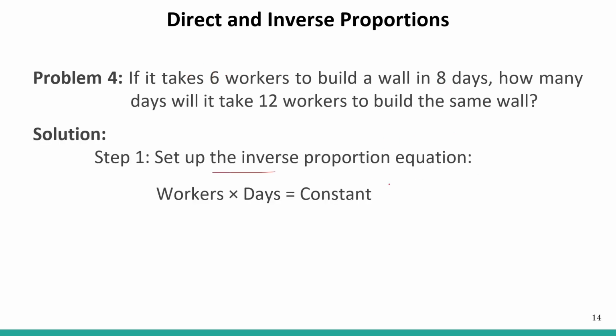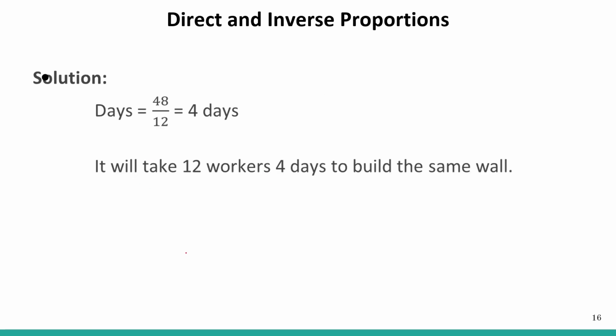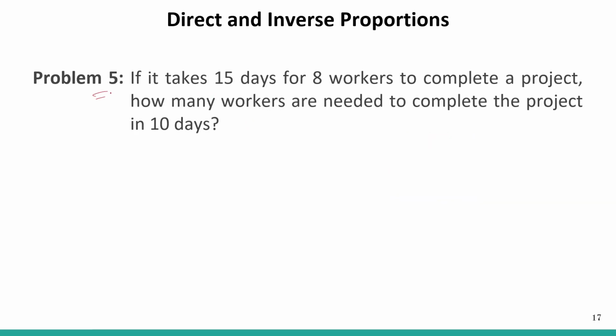So setting up the inverse proportion equation, worker into day is equal to constant. So use the information from the first scenario to get the constant. So 6 into 8 is equal to 48. So use the constant to find the number of days with the new workers. That is 12 into days equals 48. So 48 by 12 is equal to 4 days. So it will take 12 workers 4 days to build the same wall. So let's see problem number 5.